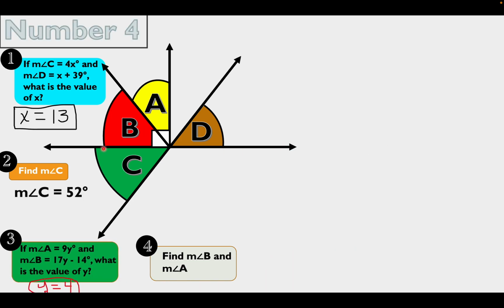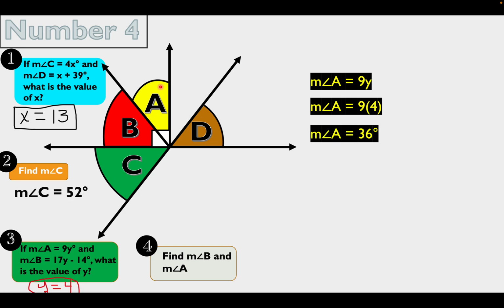So for our final problem, we figured out the value of x is 13, angle C is 52 degrees, and y equals 4. We need to find angle B and angle A. Well, the measure of angle A was 9y. We know the value of y was 4. We plug it in, and we get angle A equals 36 degrees. Angle B, remember, was 17y minus 14. We plug in our value of 4 for y, and we get angle B equals 54 degrees.